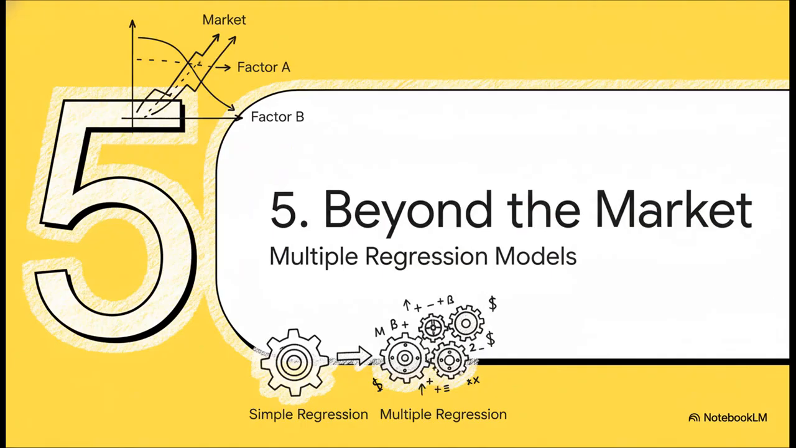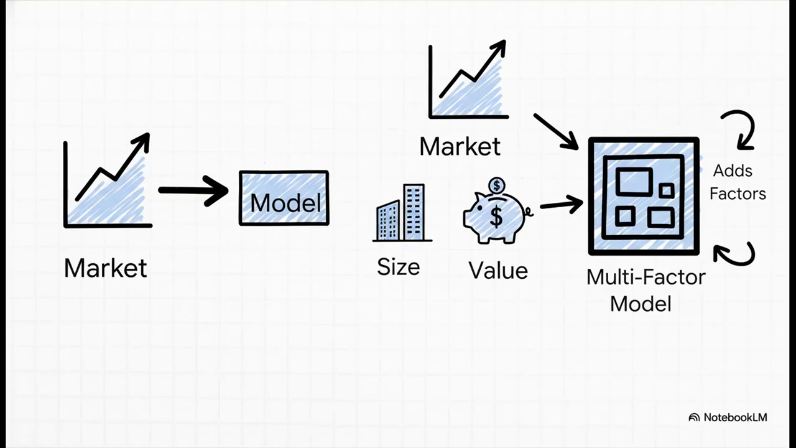So, up to this point, we've only talked about one thing influencing a stock, the market. But you and I both know that's not the whole story, right? Of course not. So let's upgrade our toolkit. This is where multiple regression comes in. We can build way more sophisticated models, and probably the most famous one ever is the Fama-French three-factor model. This thing was a complete game changer because it proved that other big systematic things, not just the market, help explain why stocks move the way they do.